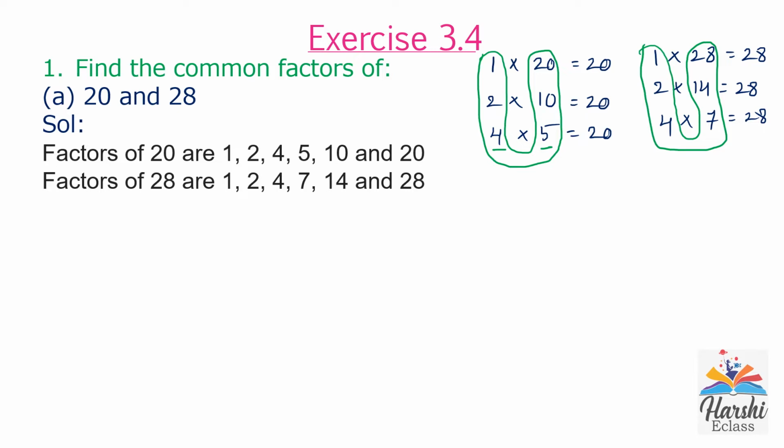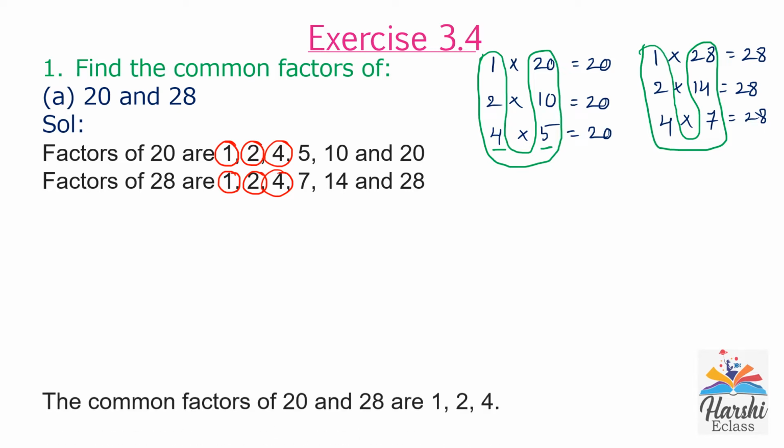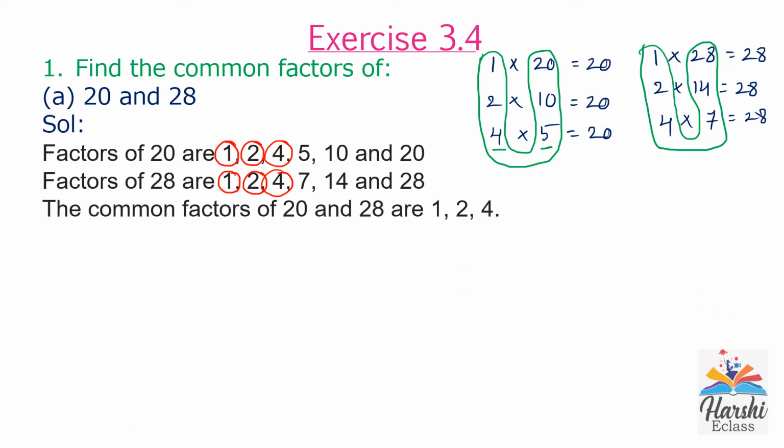Now factors of both the numbers are written. Let's compare the factors of these two numbers to see which are common. 1 is there in both the numbers' factors, 2, 4. 5, 10, 20 are not there in the factors of 28. So the common factors of 20 and 28 are 1, 2, 4.